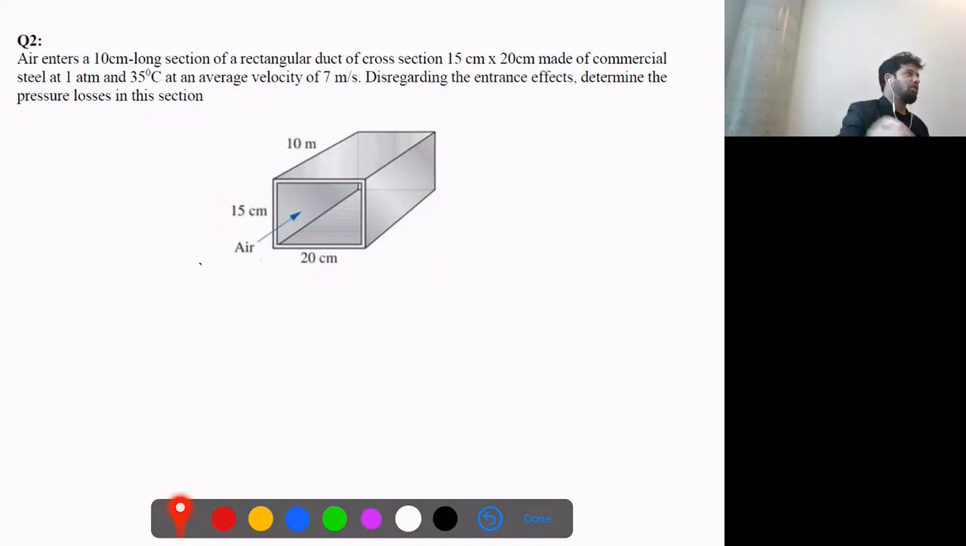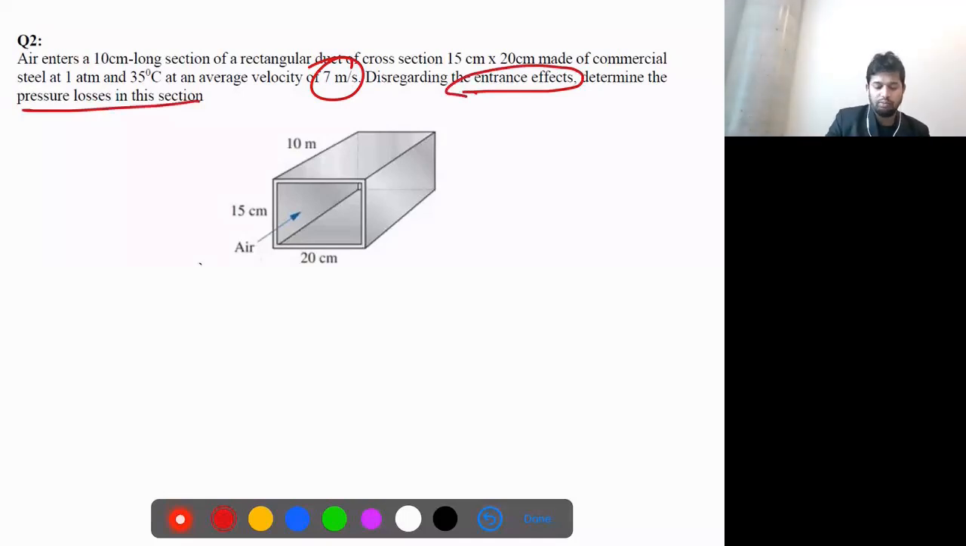This is a similar problem, but we can solve it easily. Here you look, we have the dimensions: this distance is 15, the length is 10, and this is 20. The pressure and the temperature are given, and the velocity is given as 7 meters per second. It says disregard the entrance effect and determine the pressure loss in these sections. So we'll calculate the pressure loss.